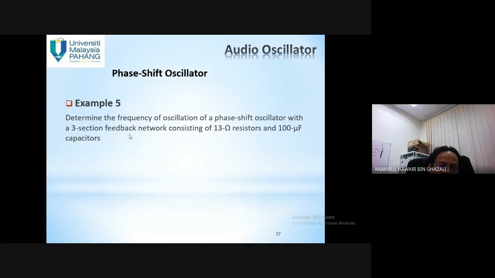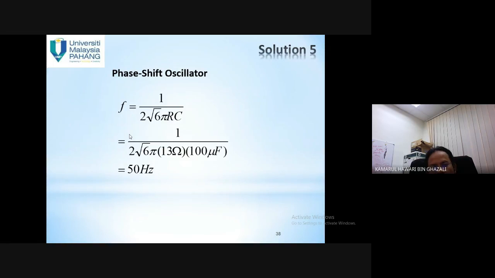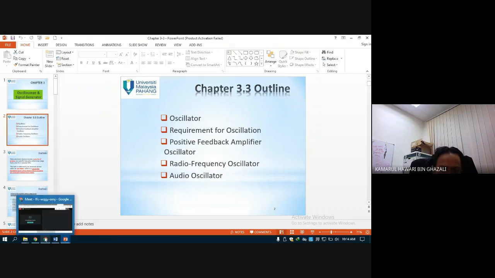So you can apply the formula by trying this example. Determine the frequency of oscillation of a phase shift oscillator with a 3-section feedback network consisting of 30 ohm resistors and 100 micro capacitors. So you can apply the formula and get the f figure. So that is the end of chapter 3.23. Thank you very much. See you again.